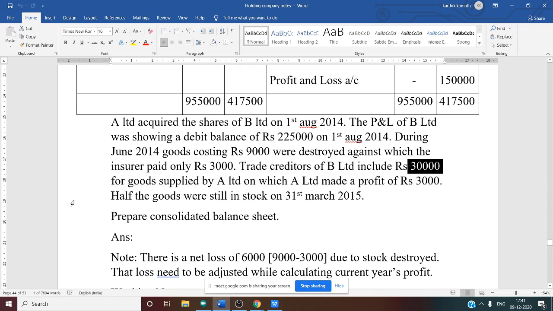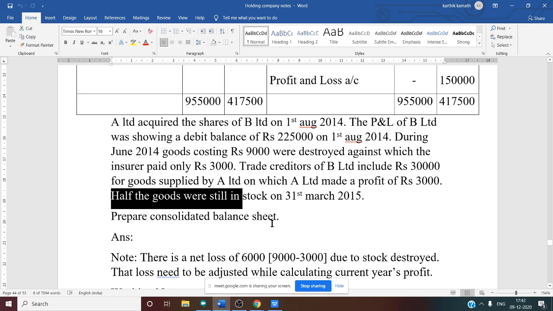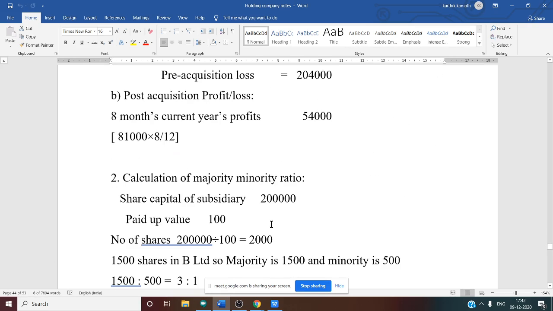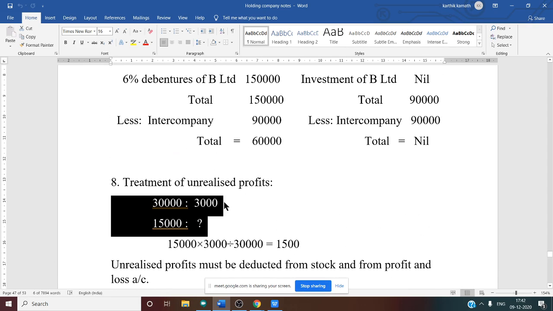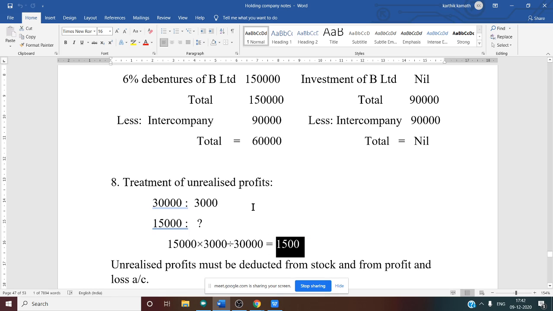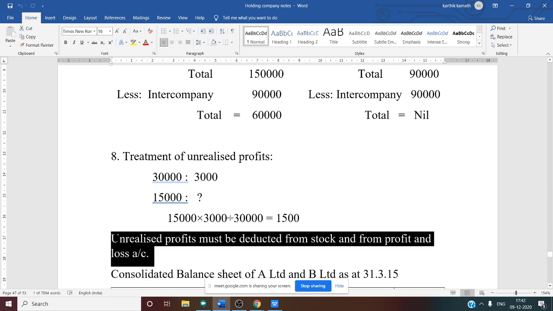Out of this 30,000, half is still in stock. So 30,000 into half, that we have already discussed, is 15,000. So how much? Cross multiplication we have to do. So 15,000 into 3,000 divided by 30,000, if you do, you will get 1,500 as unrealized profit. So this unrealized profit must be deducted from stock on the asset side and from profit and loss account on the liability side.